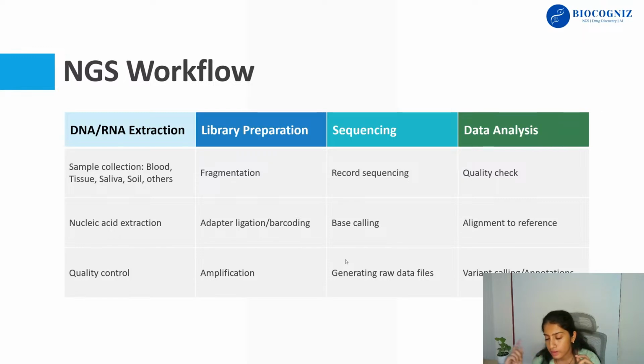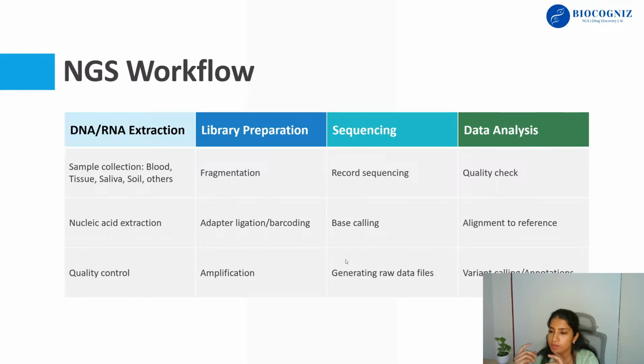All the sequences or all the bases are read based on a fluorescence technique, and specifically on Illumina, it is sequencing by synthesis. When each base gets added to the flow cell or the primers, it gets recorded, and that is how we get the raw data files. The raw data files contain all the information of the composition of the DNA fragments present in our sample. All that is given as a raw sequencing file.